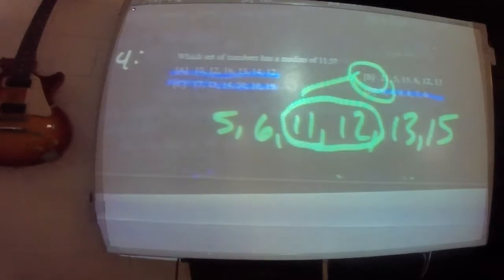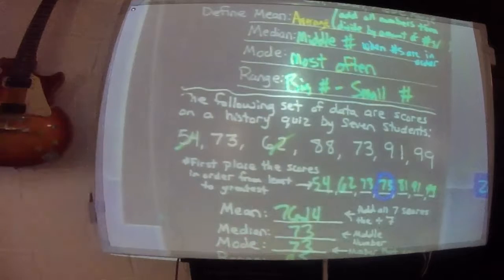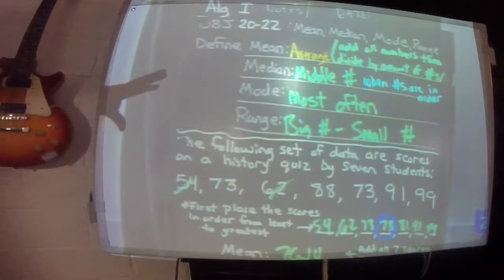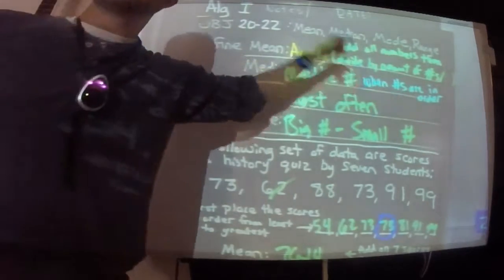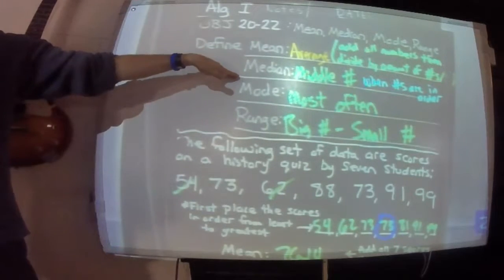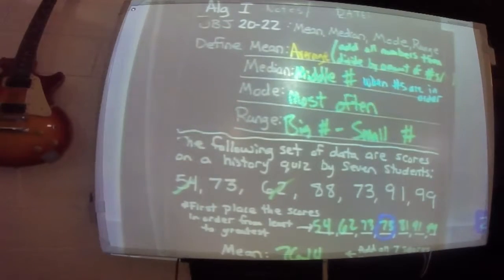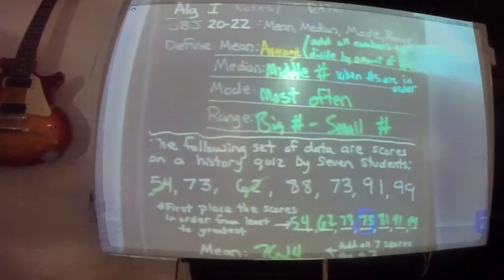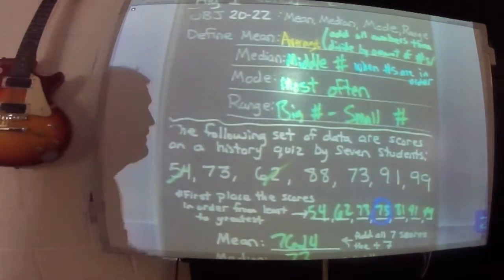And that is it for mean, median, mode, and range. On the front page real quick, again, just before you file it away. Mean. What does mean mean? Average. Mean means average, which means add them all up, divide by how many things you had. Median is middle, once you put them in order. Mode means most often, and range is biggest minus smallest, the difference between the biggest and the smallest. All right, that is it. Mean, median, mode, and range.